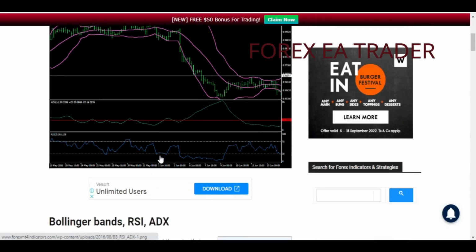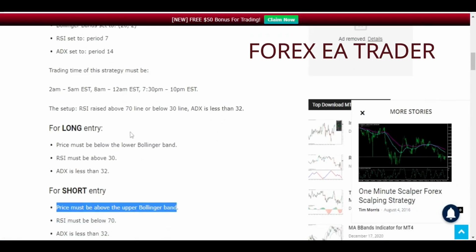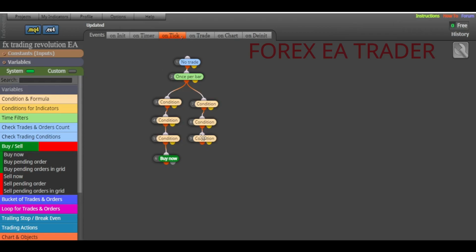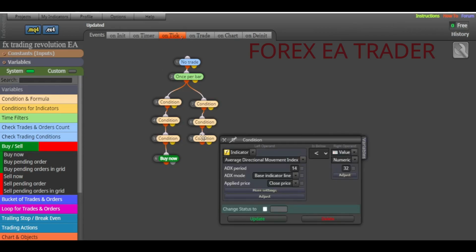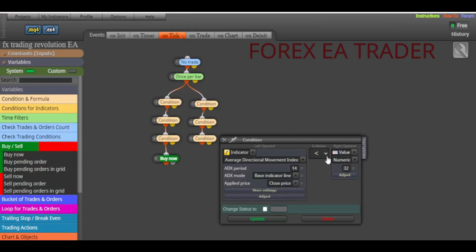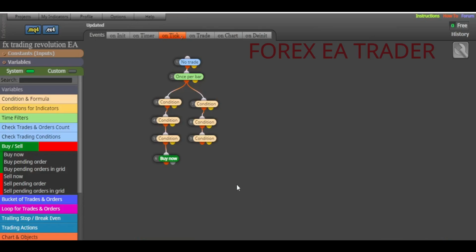Then we go in there and we are obviously going to change it to that, and we are going to change the RSI to 70, below 70. It needs to be below 70. And we're going to update, and we're going to double click and go in there. What did they say about the ADX? It still needs to be less than 32. We update, then we take our sell now block and we just connect everything together.